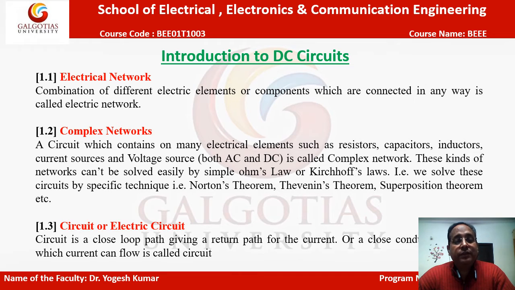Now the definition of an electric circuit. Electrical circuit and electric network are more or less the same. What does network or circuit mean? If current passes from one point, completes its path and comes back to the initial point without any break, then it is called a closed loop path or electric circuit, right?